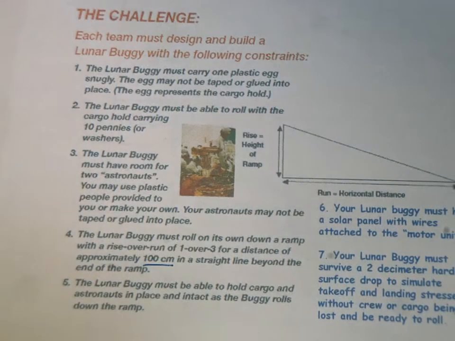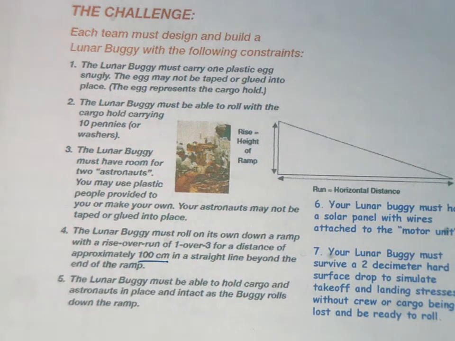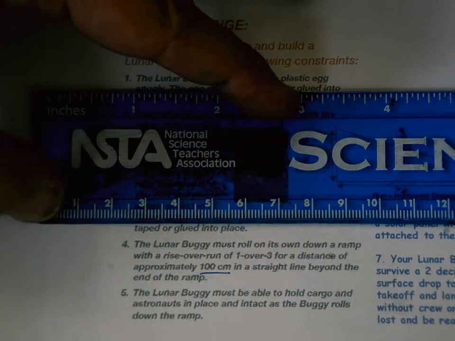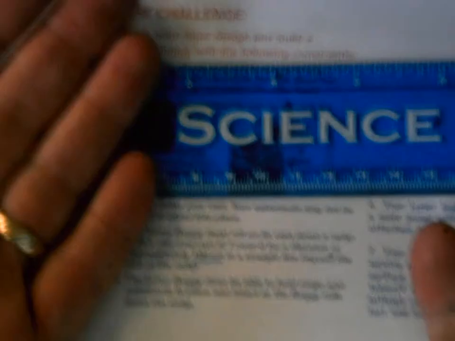Number 7. Now, this is the one that you've got to watch out for. Your lunar buggy must survive a 2 decimeter hard surface landing. Here's a meter stick. Over here there's 0. There's 20 centimeters. That is 2 decimeters, okay? Oh, you can't see the whole thing. Okay, it's 20 centimeters. So we're going to hold it up this high and drop it onto a hard surface.